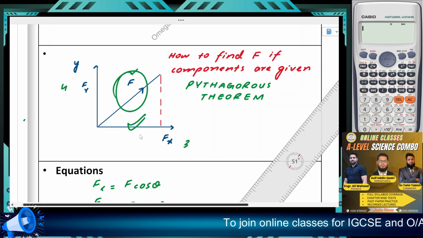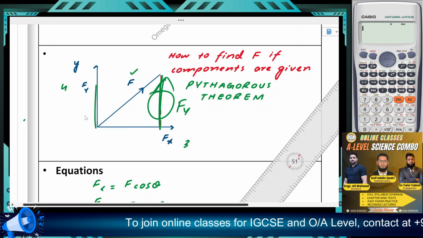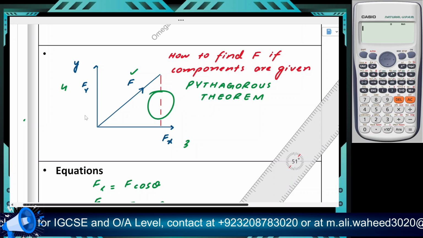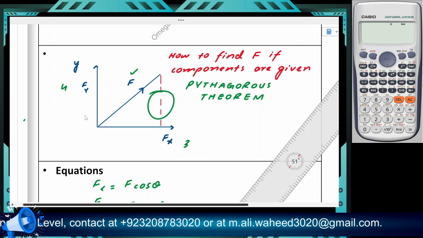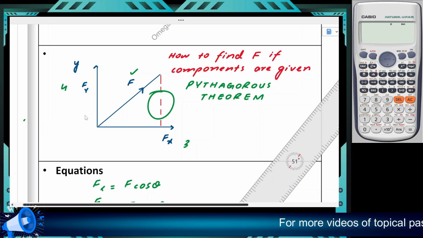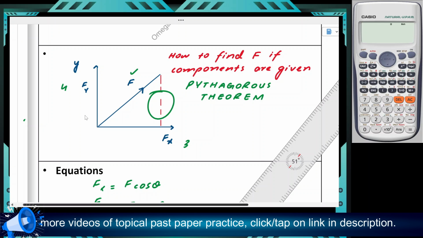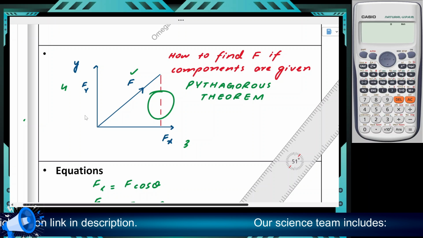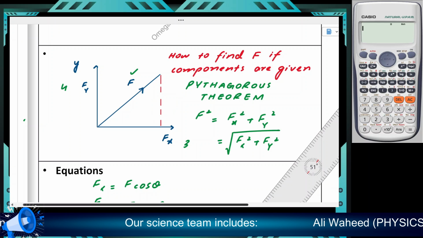Fx is given, Fy is given, and thereby you can simply find the value of F using the Pythagoras theorem. And what is that equal to? If I write the simplest expression, the square of the hypotenuse in this case equals the square of the base plus the square of the perpendicular, and then you can take the square root on both sides and you'll be left with this: the square root of Fx squared plus Fy squared, something like this.